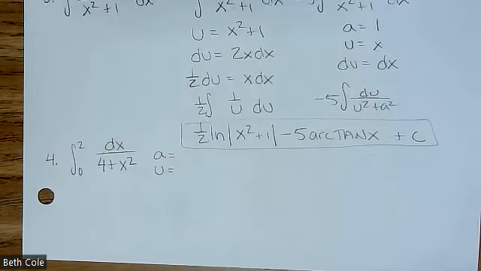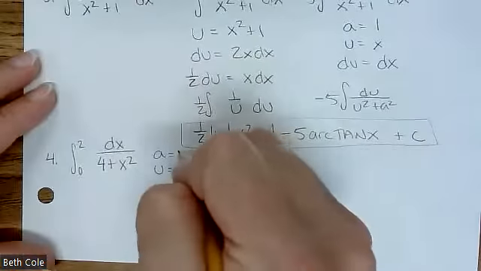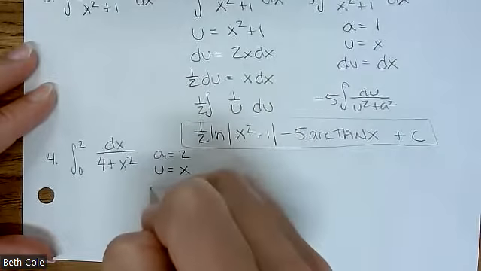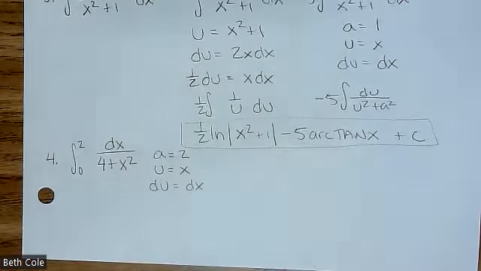What'd you put for a? 2, good. And what'd you put for u? X, which is awesome because du is dx. So if you recognize that it's going to be arctangent, you can skip that middle step and just go ahead and write out the answer.